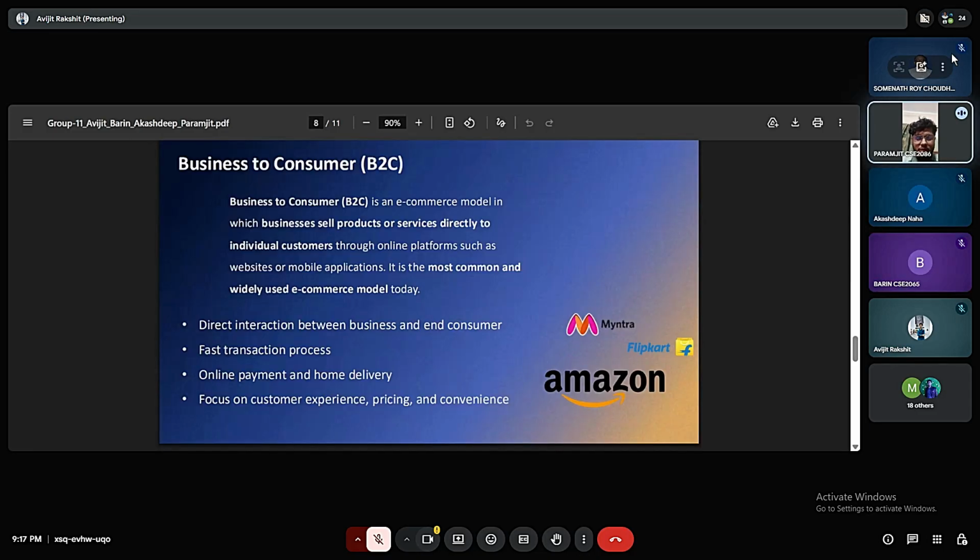Now coming to the business to consumer, B2C model. In this model, businesses sell products or services directly to individual customers through websites or mobile apps. This is actually the most common e-commerce model that we use daily. Here the transaction process is fast, payments are all done online, and products are delivered to our homes. The main focus of B2C is customer experience, convenience, pricing, and quick delivery.